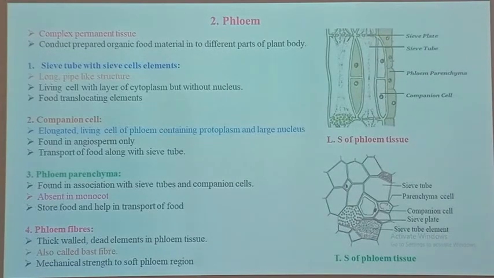The phloem parenchyma is found in association with sieve tubes and companion cells. The phloem parenchyma is absent in monocots. The function of phloem parenchyma is to store food and help in transport of food. The phloem fibers are thick-walled dead elements in phloem tissue. They are also called bast fibers, and the function of phloem fibers is to give mechanical strength to the soft phloem region.